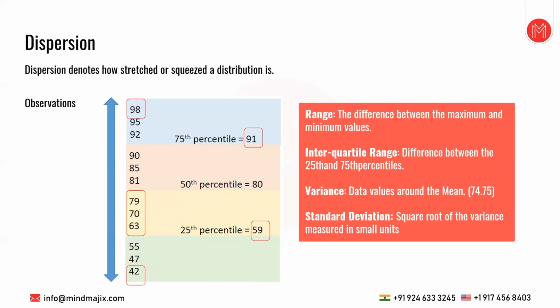So let's talk about some things related to the range. Already we talked about range being the difference between the maximum value of x and the minimum value of x for a particular feature. Interquartile range is the difference between the 25th and 75th percentile, also known as the difference between the first quartile and third quartile. Variance describes the data values around the mean, and the standard deviation is the square root of the variance, measured in the same units. That's how we get some parameters from the dispersion size.